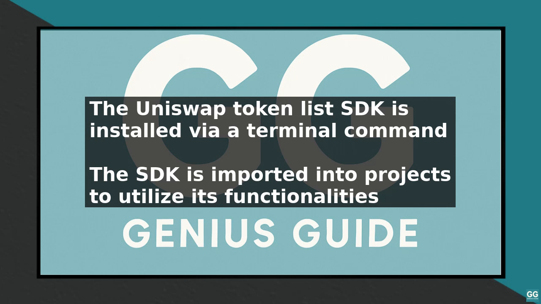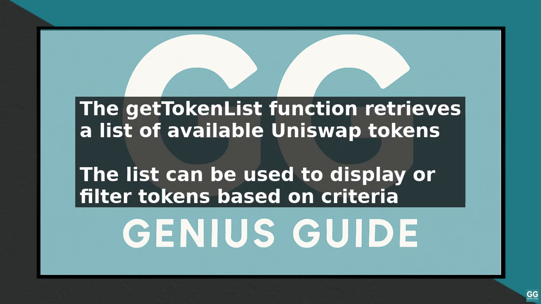Step 3. Filtering tokens. The SDK provides several options for filtering tokens. You can filter tokens by name, symbol, or address. This allows you to quickly find specific tokens or to exclude certain tokens from your list. For example, you can use the filter tokens function to get a list of tokens that match a specific name or symbol.